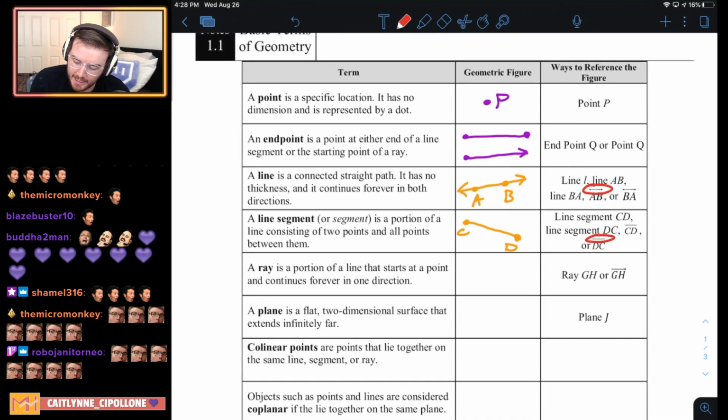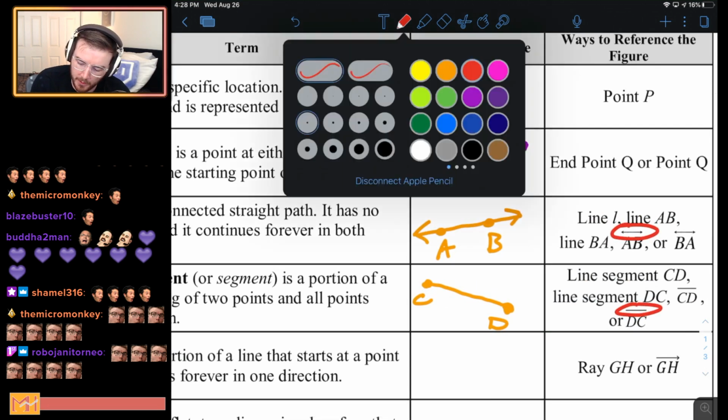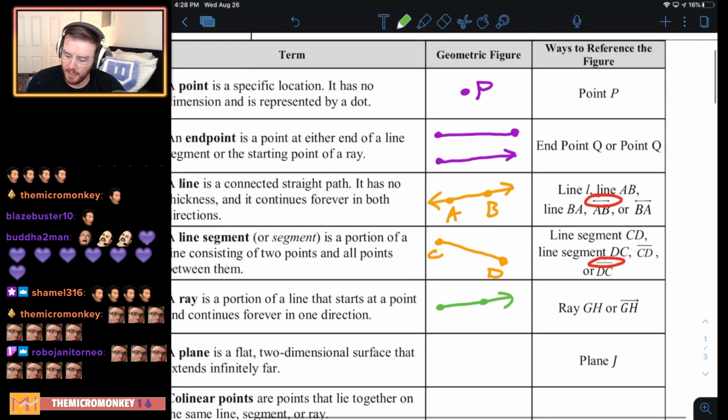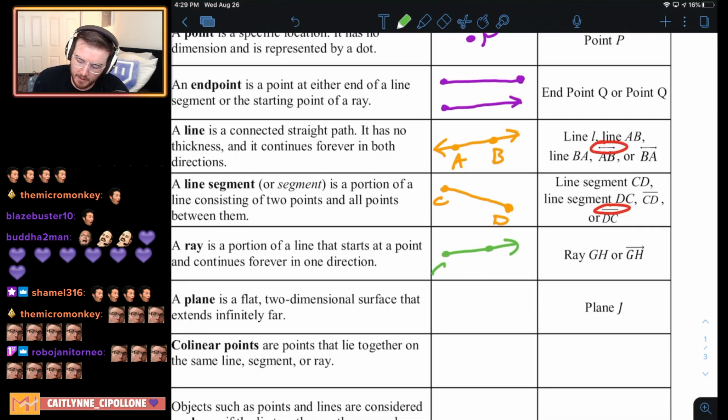A ray, as I already drew up here in this picture for an endpoint, is something that has a clear beginning but then goes off forever in one direction. And the way we name rays is actually something super specific. We always name the ray with the endpoint first. You see that? That's ray GH. We would not refer to this ray as HG. That's wrong. Because it starts with the letter G and then goes off towards H.